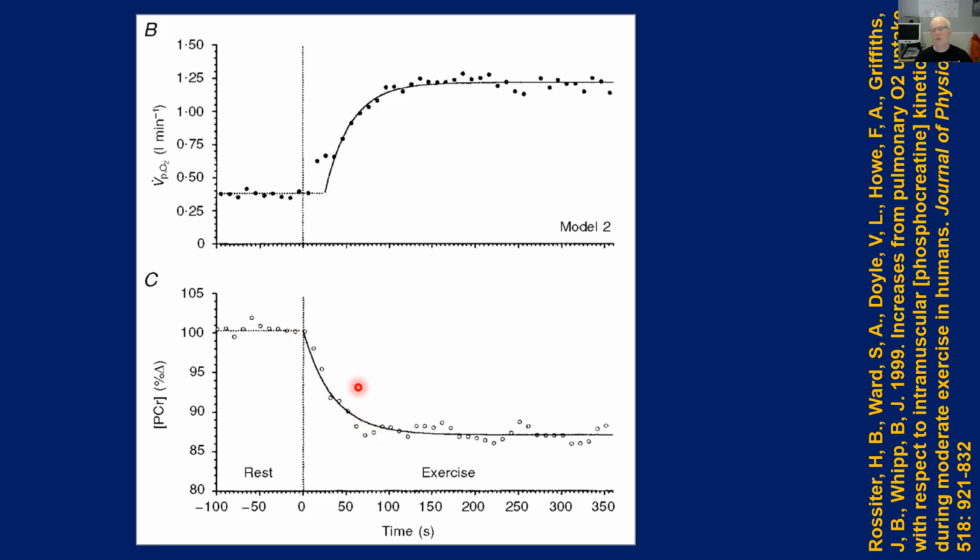But it's a beautiful way of demonstrating to us the use of phosphocreatine at the onset of exercise and how that is reflected in relation to the deficit, and then as the VO2 levels start to match the demand of the tissue, the rate of degradation in the PCR slows down.